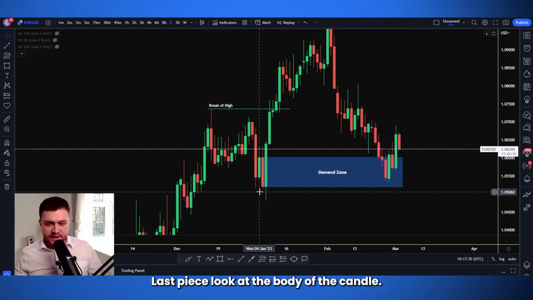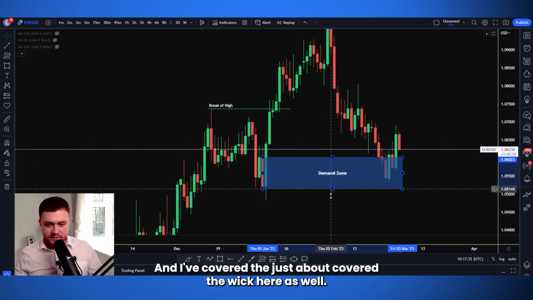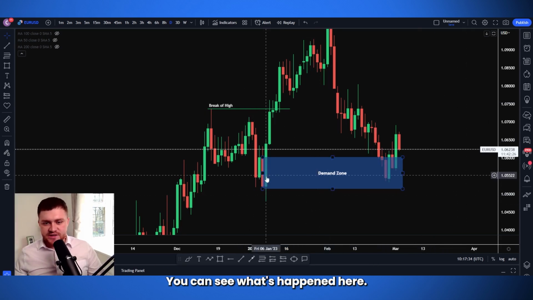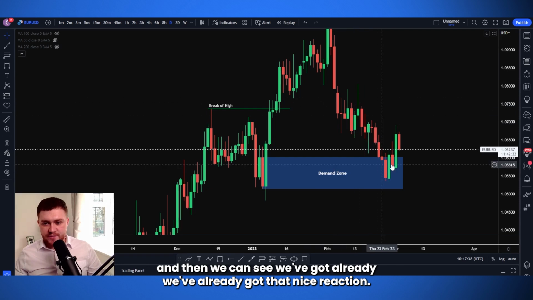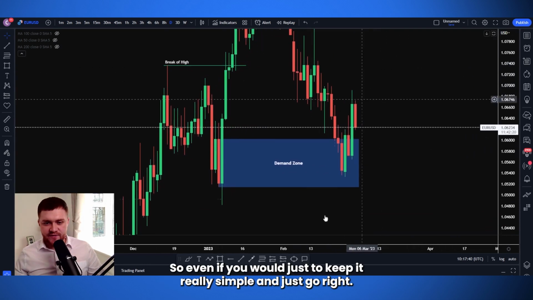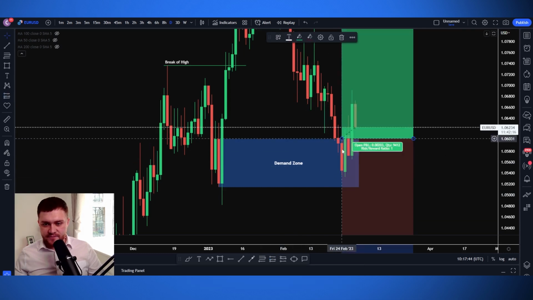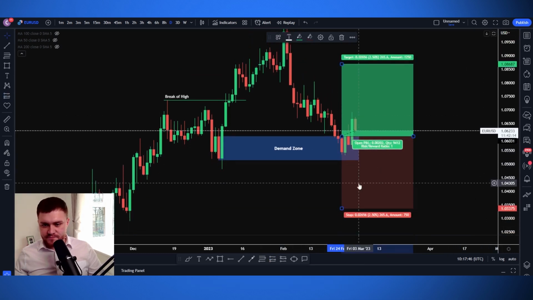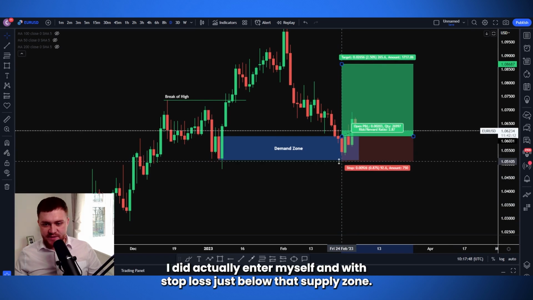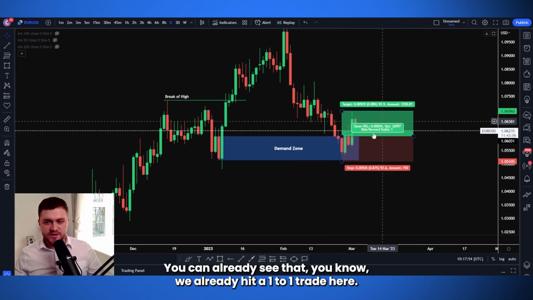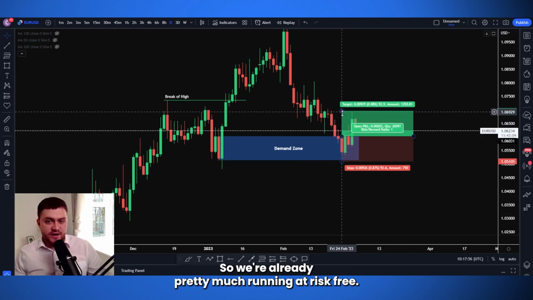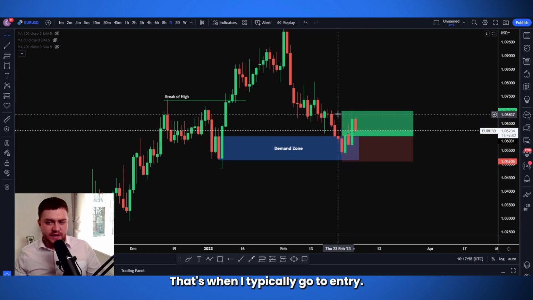Last piece, I've got the body of the candle and I've just about covered the wick here as well. You can see what's happened here. Price has been trading, and then we can see we've already got that nice reaction. So even if you were just to keep it really simple, and this was a trade I did actually enter myself, with a stop loss just below that supply zone, you can already see we've hit a one-to-one trade here, so we're already pretty much running at risk-free. That's when I'd typically go to entry.